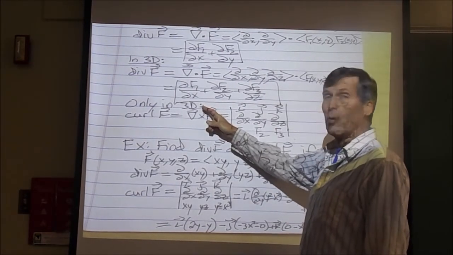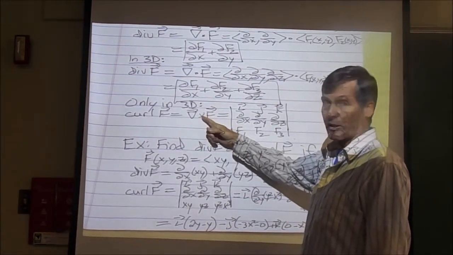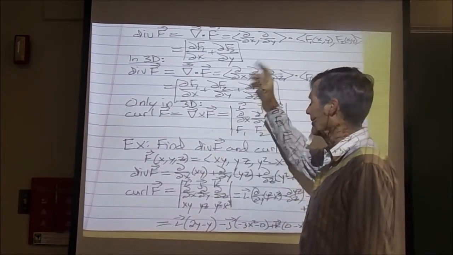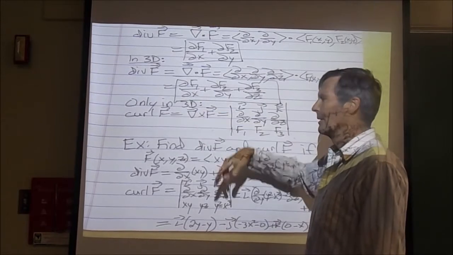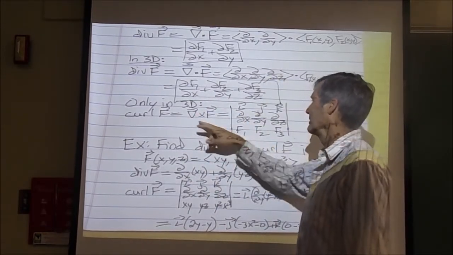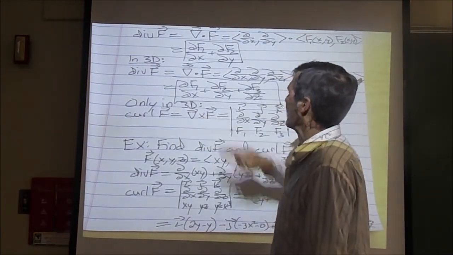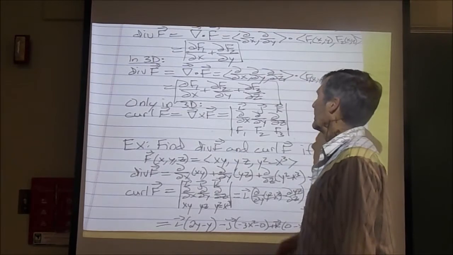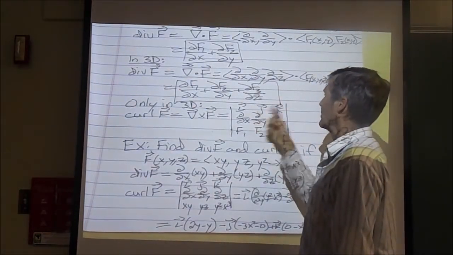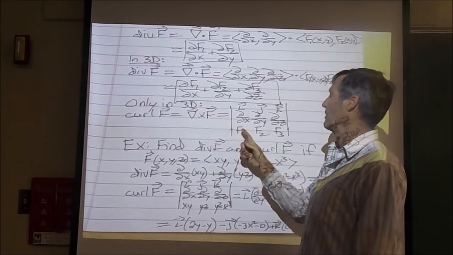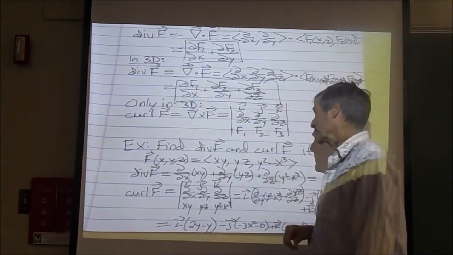Then in addition, only in 3 dimensions, because the cross product is only defined in 3 dimensions, unless you're a theoretical physicist and do a 10-dimensional space with cross product, and there's a version of this in 7 dimensions. Curl f is gradient cross f. And so it's this determinant, i j k, followed by the gradient, d dx, d dy, d dz, followed by the components of f, f1, f2, f3.